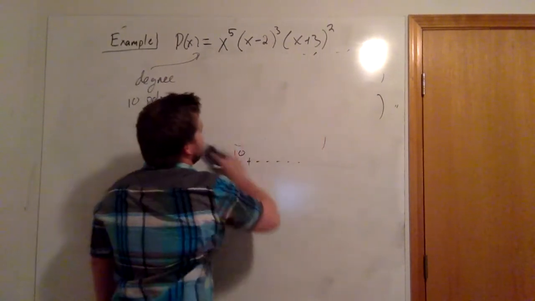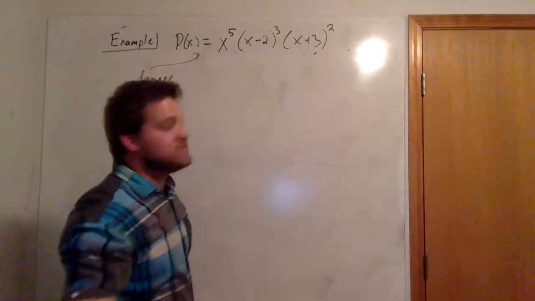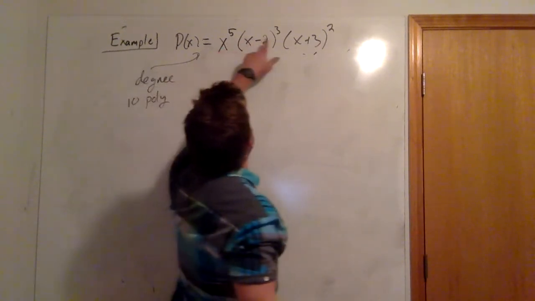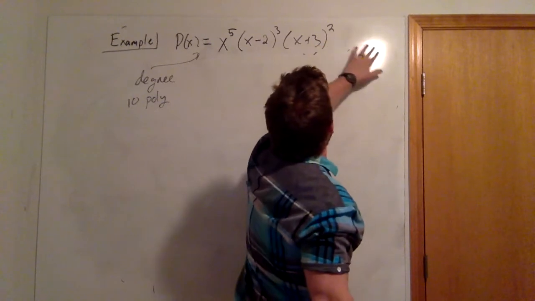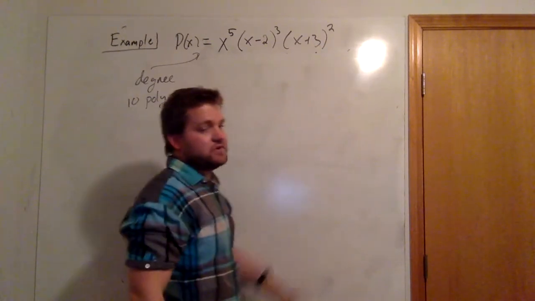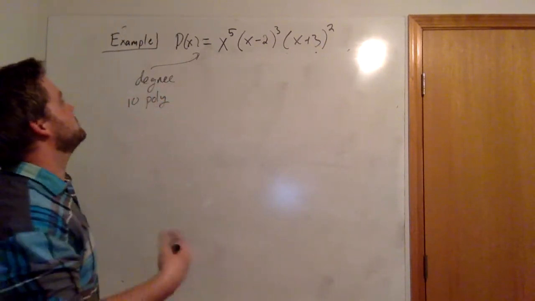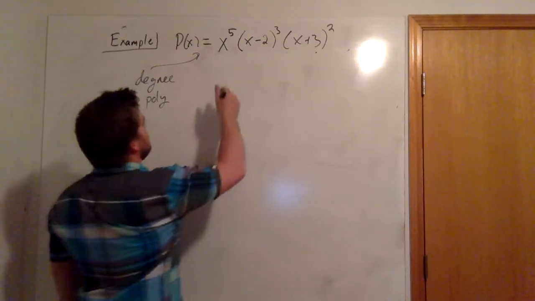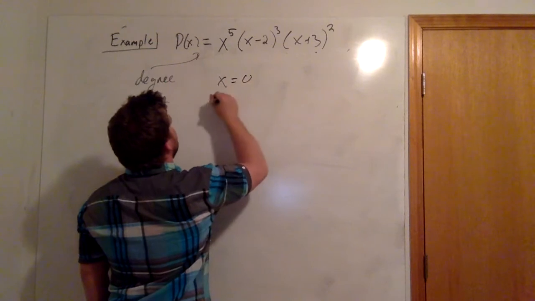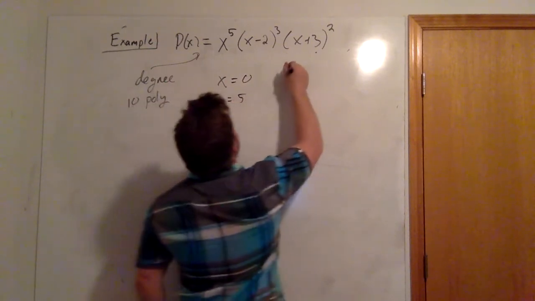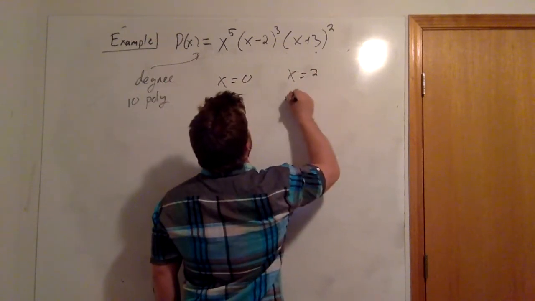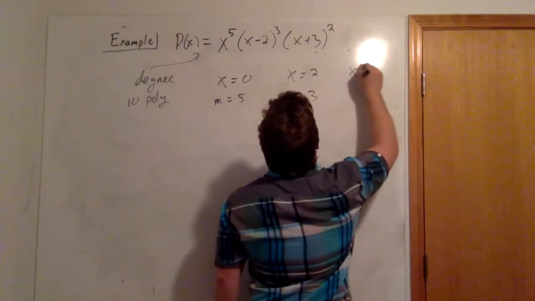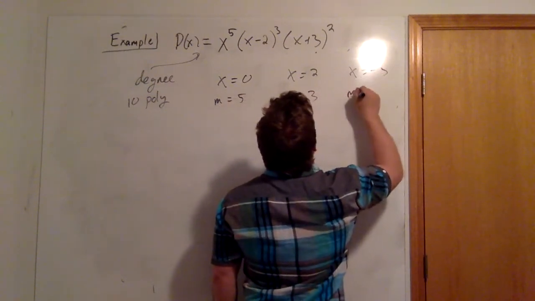So another quick way to do that is you could just add up the exponents. 5 plus 3 is 8, plus 2 is 10. That's another quick way to figure out what the degree of this polynomial will be when it's in factored form, without having to expand everything. So again, we had our roots x equals 0, multiplicity of 5, x equals 2, multiplicity of 3, x equals negative 3, and a multiplicity of 2.